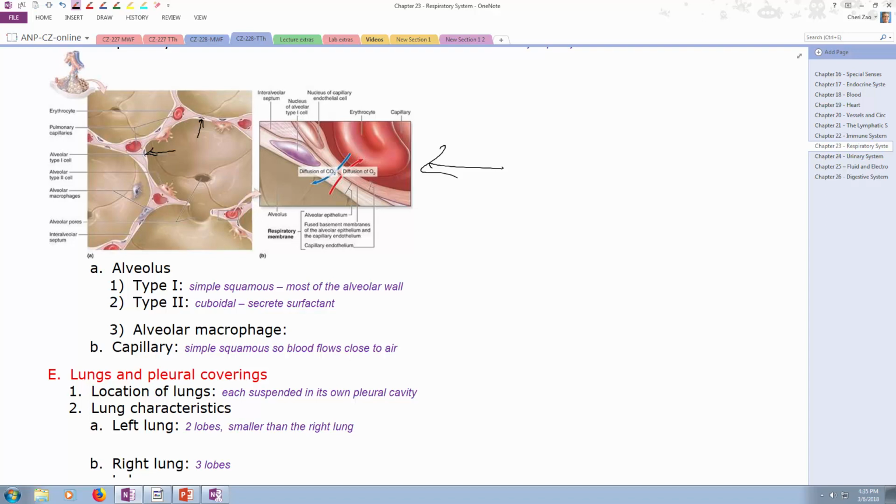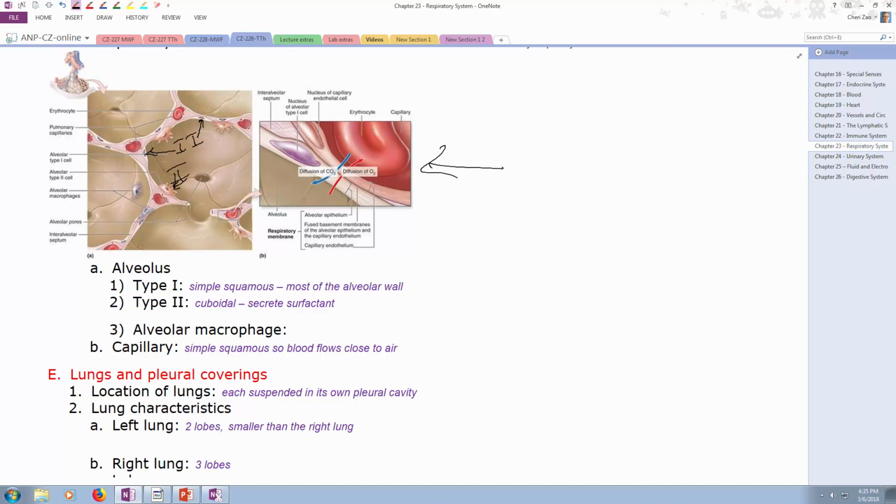And then we have a type 2 cell, and it's more or less cuboidal. It's not very cuboidal, but so these are type 1s. This guy here is a type 2 cell. He's got some processes coming off of him, but you can see cytoplasm. In any cell that you can see a little bit of cytoplasm, it's more of a cuboidal cell. That cell is important because it secretes a material called surfactant.